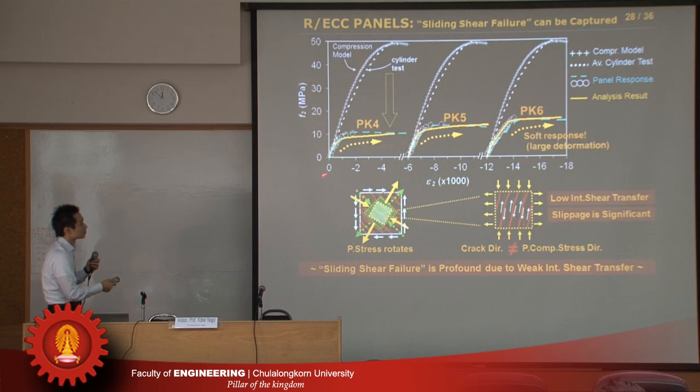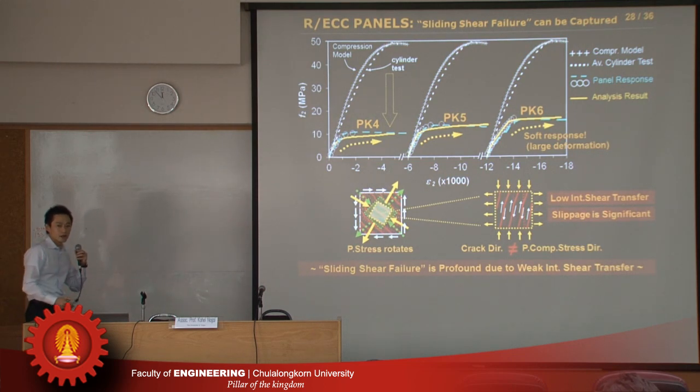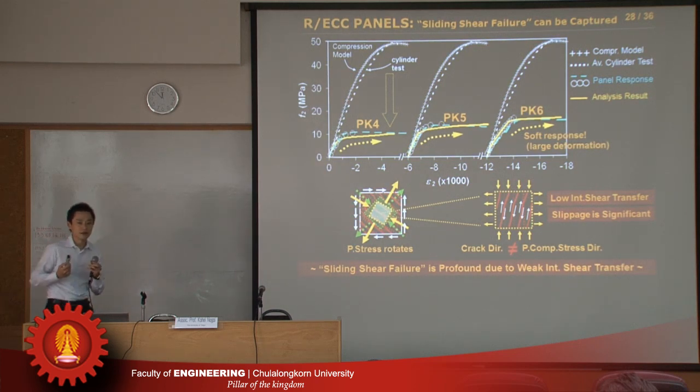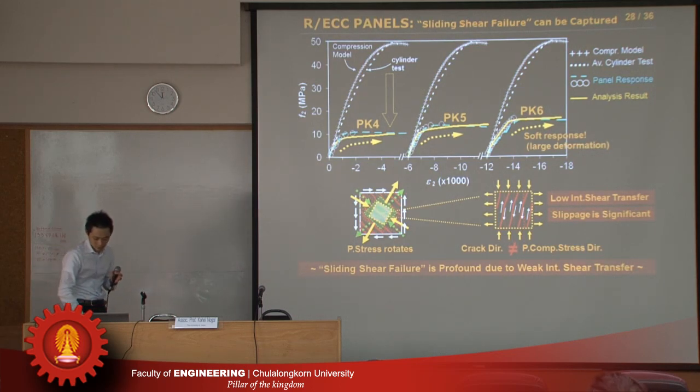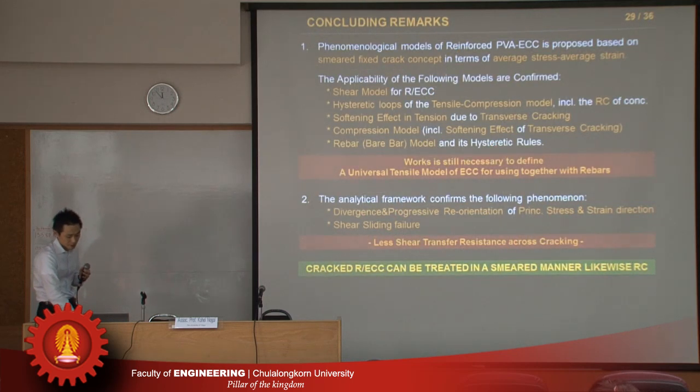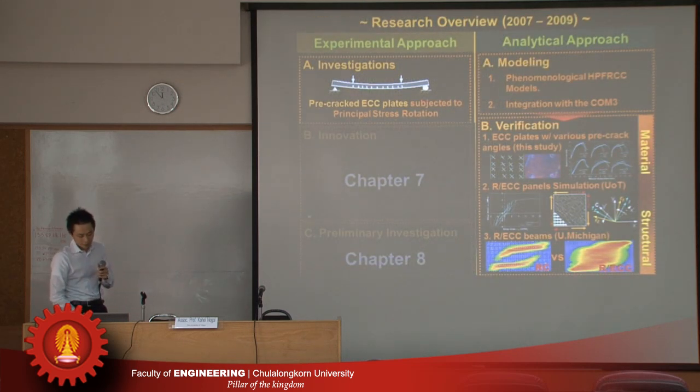So this kind of thing also, yes, this circle one is the experimental result, and this colored one is a simulation result. This could be observed. And actually, this can be done when we adopt the multidirectional fixed cracking model. So if some researcher adopts the rotational cracking model, it cannot be observed. So anyway, we did the panel test with RC.